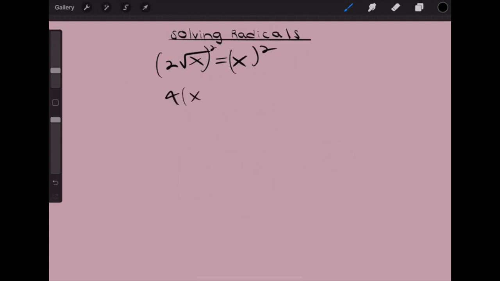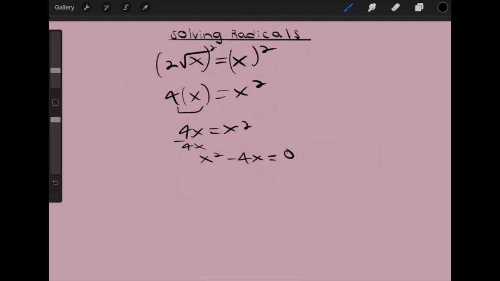Then the square root of x just becomes x, so x is equal to x squared. So now this becomes 4x equals x squared. And then we just subtract this 4x over, and we have x squared minus 4x is equal to 0. You could write that either way.